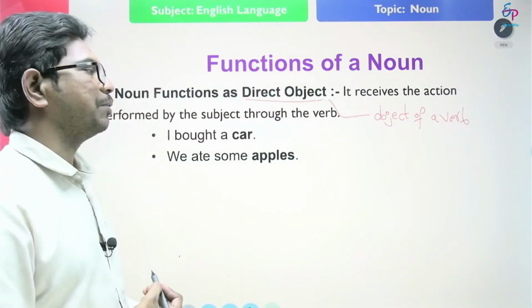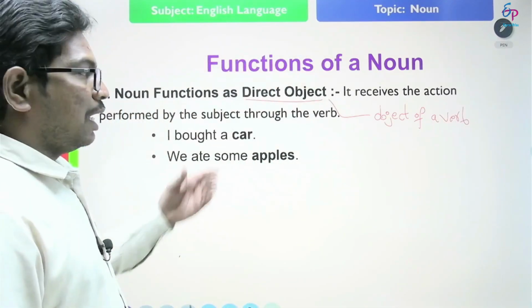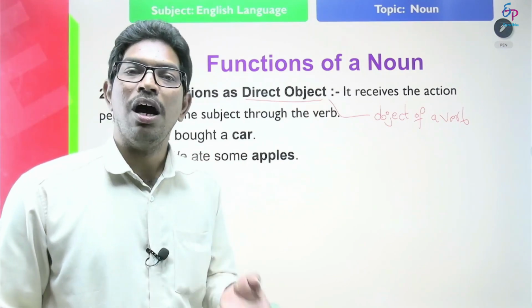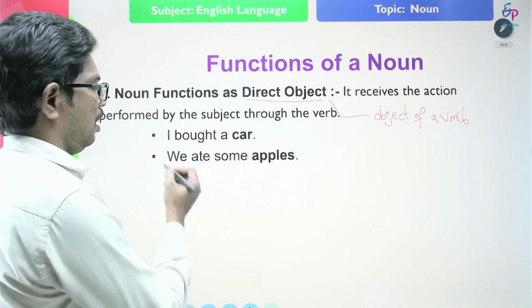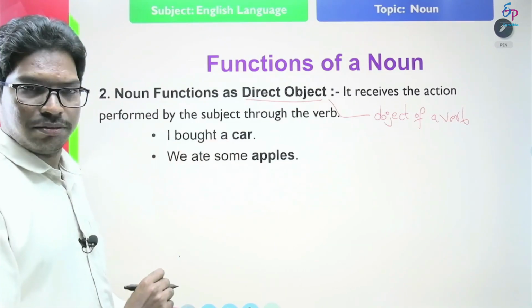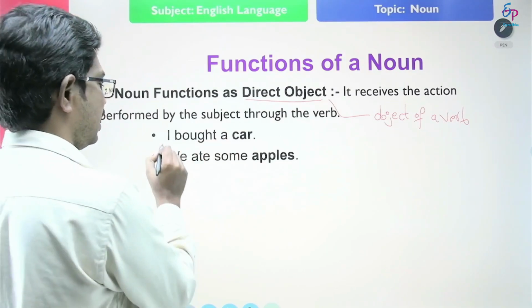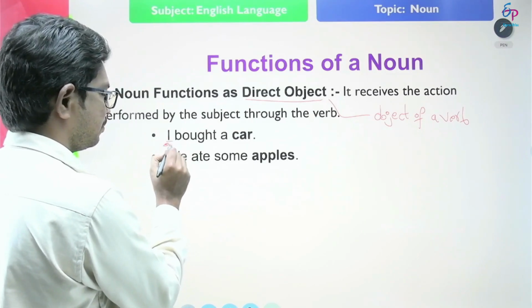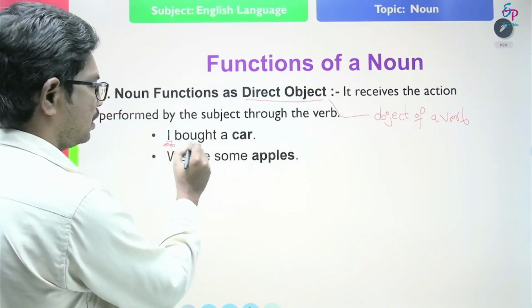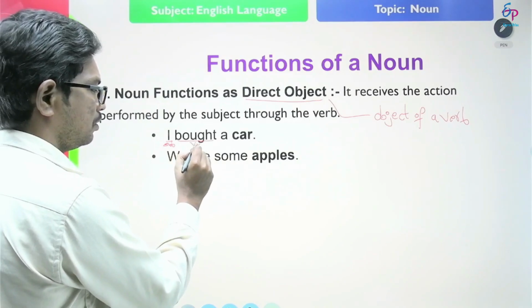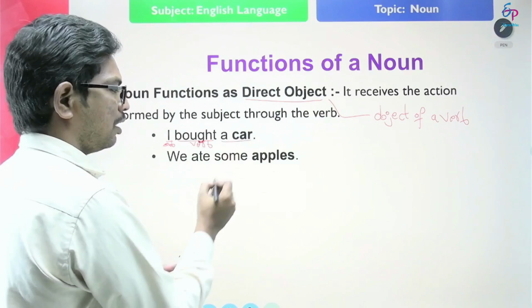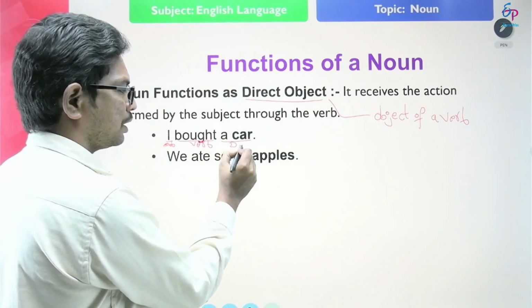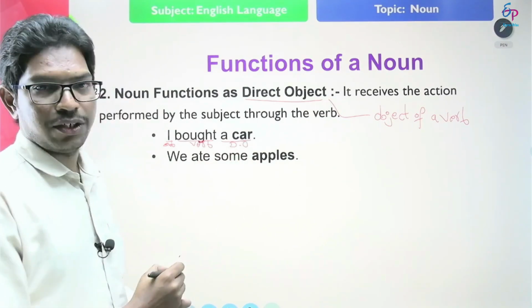Object of a verb. So it answers the question what or whom. Look at some examples. I bought a car. What is I? This is subject pronoun. What is bought? It's a verb. So what is a car? This is called direct object.